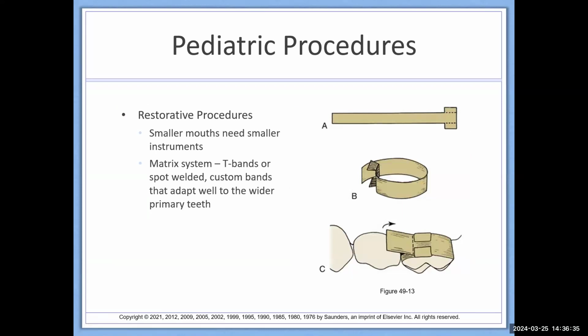Pediatric procedures, you'll remember that there is a matrix system, although we used matrix bands. In the pediatric procedures, they use T-bands or spot welded bands, custom bands that adapt well to the wider primary teeth. Remember, primary teeth look a little bit different than the permanent teeth. When you look at your typodonts or your dental kits, the permanent teeth, the necks are more narrow, but with the primary teeth, you'll learn that the necks of the teeth tend to be bulkier or wider as you go up the buccal surface onto the occlusal surface.